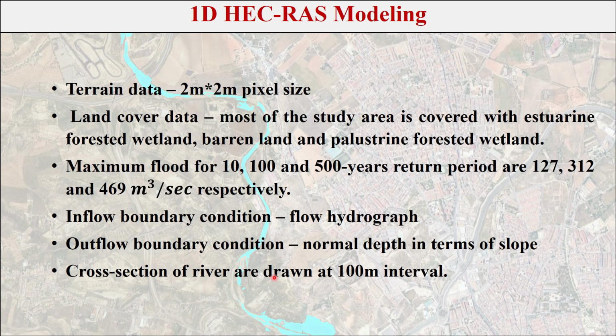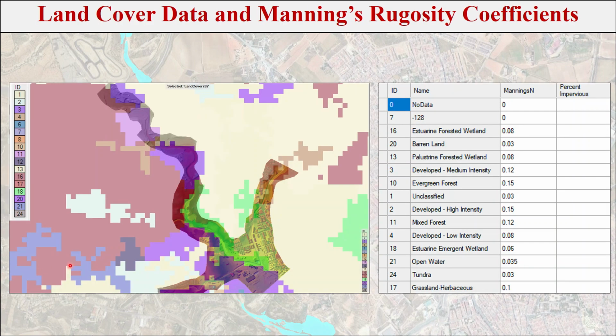The cross sections of the river are drawn at 100-meter intervals, which will be shown in the next slide. And here you can see the land cover data and Manning's roughness coefficient. This is the land type and this column represents the Manning's roughness coefficient. This area is matched with index number 16, which is estuarine forested wetland whose Manning's value is 0.08. From here you can tally.